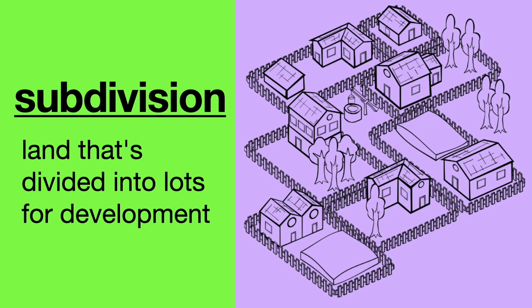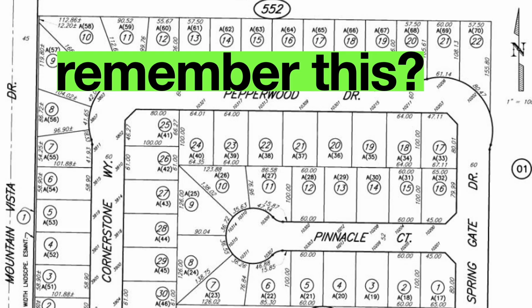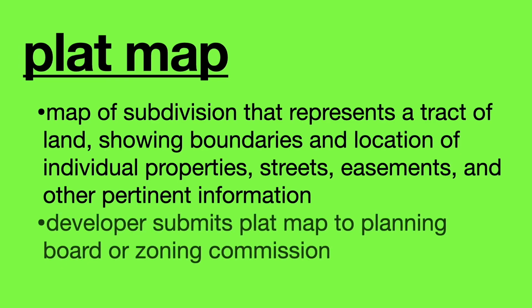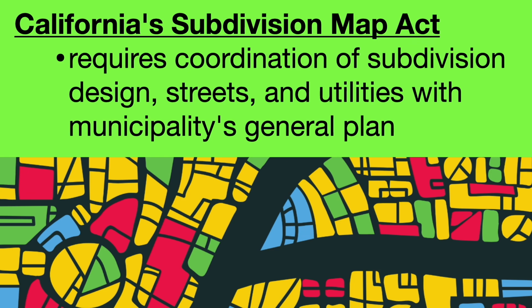Subdivision: land that's divided into lots for development. Plat map: a map of a subdivision that represents a tract of land, showing the boundaries and location of individual properties, streets, easements, and other pertinent information. A developer submits the plat map to a planning board or zoning commission. California's Subdivision Map Act requires coordination of subdivision design, streets, and utilities with the municipality's general plan.